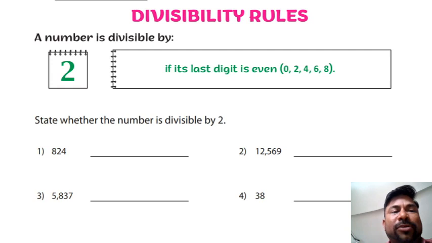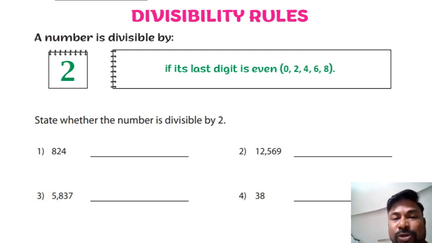Guys, let's come back to the application part. The concept we have learned is divisibility rules. Without dividing directly, just by looking at the numbers, we should be able to know whether that number is divisible by a particular number. Here the concepts are 2, 3, 4, 5.